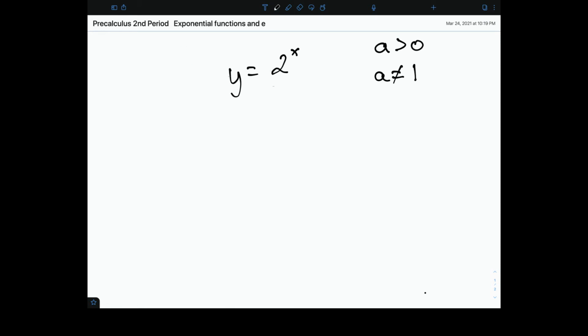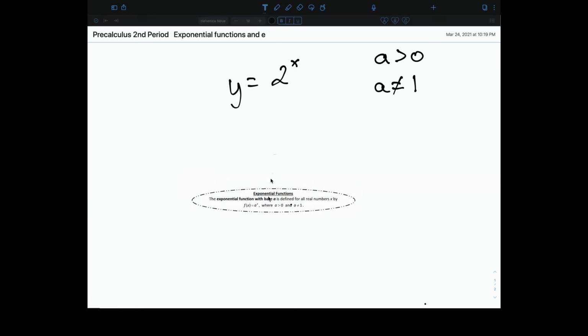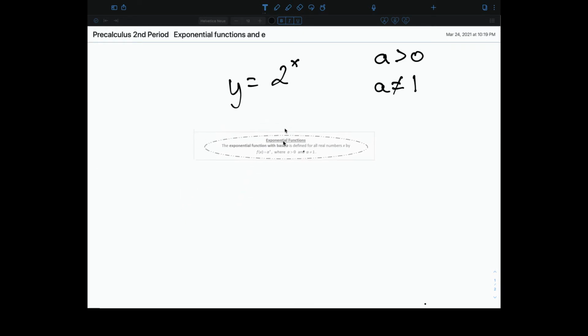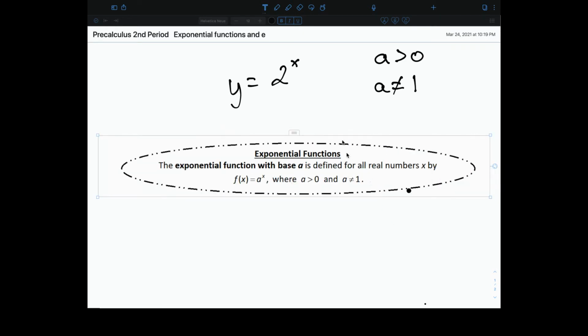This is what we said the other day when we were talking about this, as we can see by this definition. So as we see here, let's see if I can blow this up a little bit. We can see that an exponential function with base a is defined for all real numbers x by f of x equals a to the x. f of x is the same thing as y, where a is greater than 0 and a doesn't equal 1. So this is what we started off with last time.